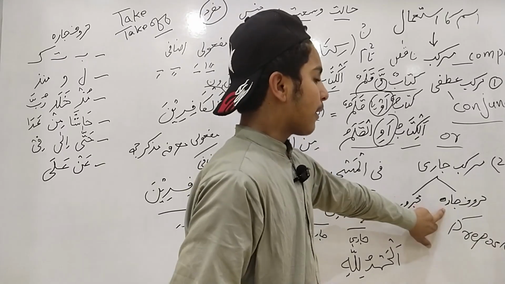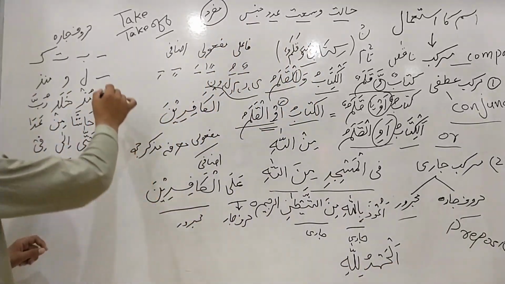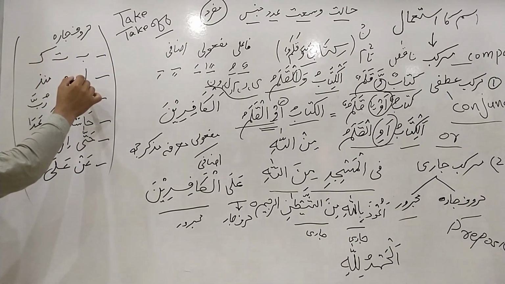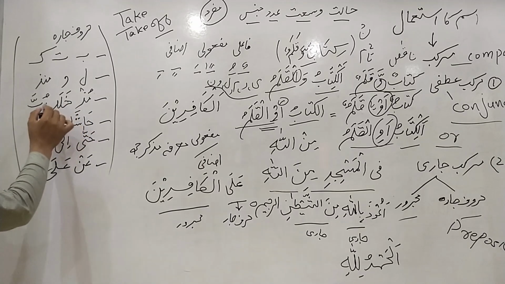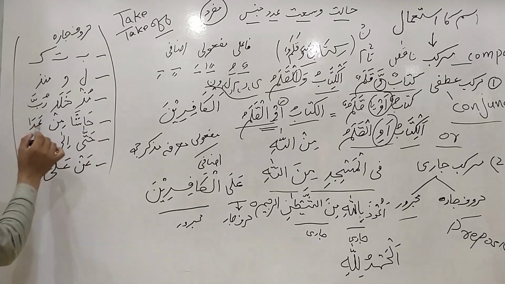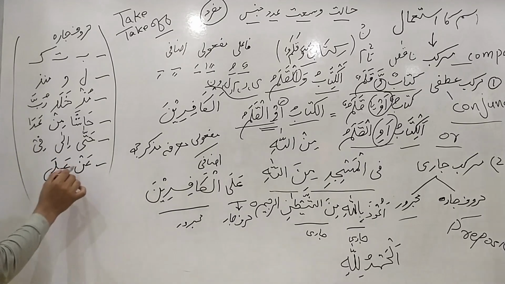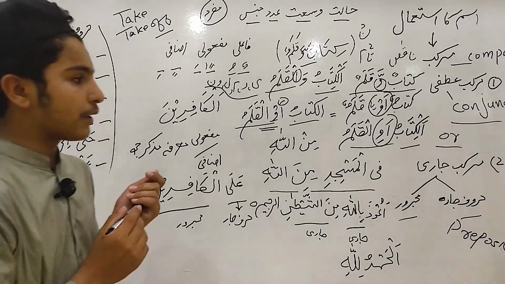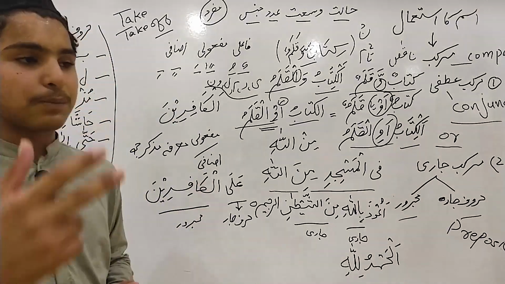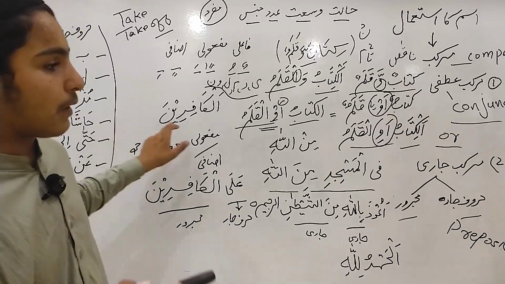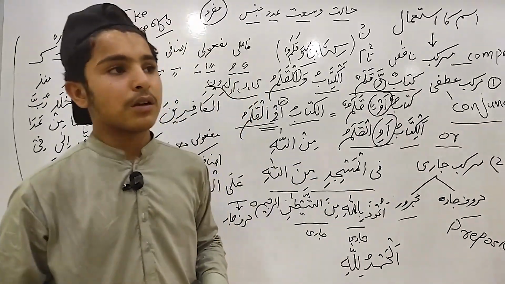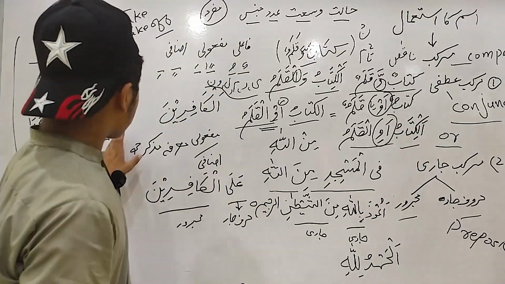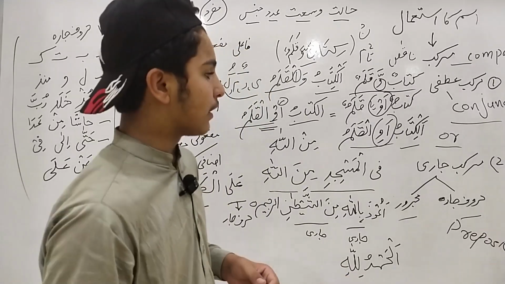The Harf Jara in the Arabic language are 17, which are present here: Ba, Ta, Kaf, Lam, Waw, Munza, Muz, Khala, Rubba, Hasha, Min, Ada, Hatta, Ila, Fi, An, Ala. There are 17 prepositions in Arabic grammar, but we read the 11 popular prepositions, because in the Holy Quran 11 prepositions are used and the other prepositions are used in Arabic grammar in daily life.